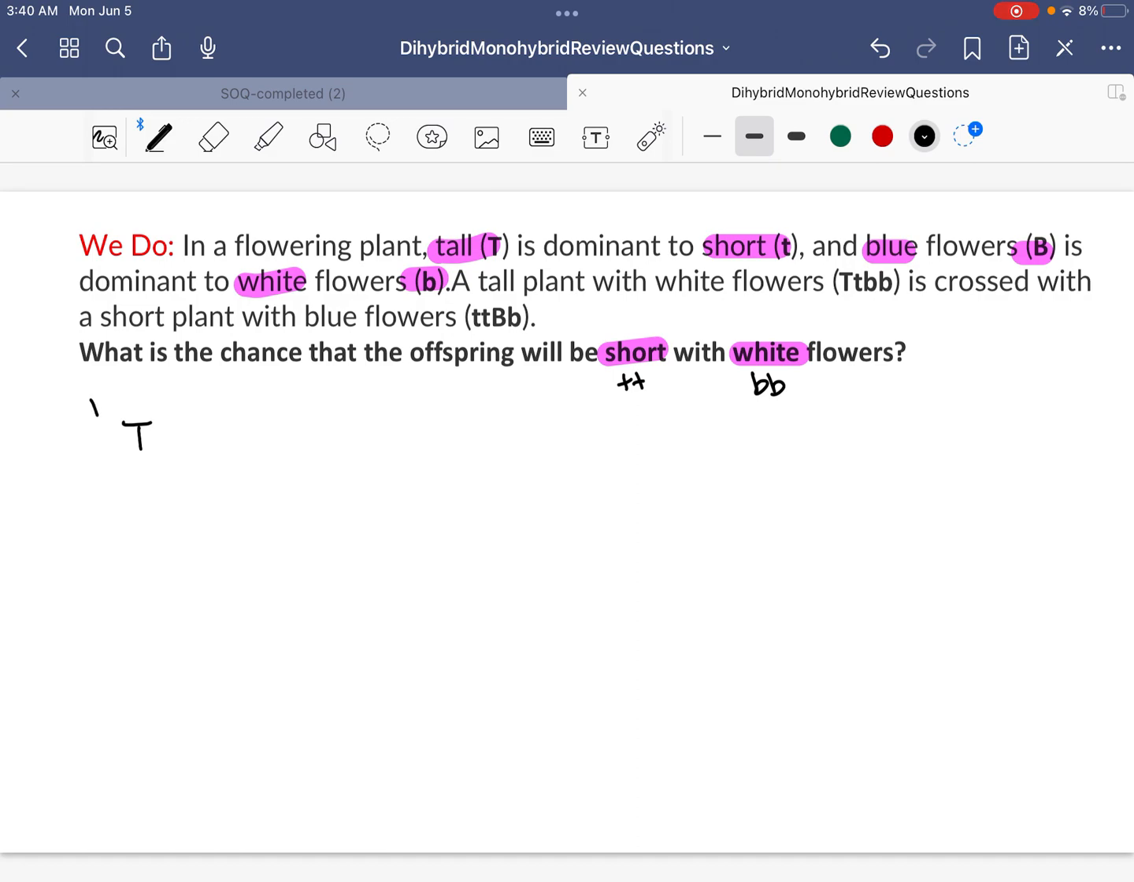So again, I'm doing my first step, which is to write my traits. Because I am comparing 2 different traits, which is the height and the color, I know this is going to be dihybrid.